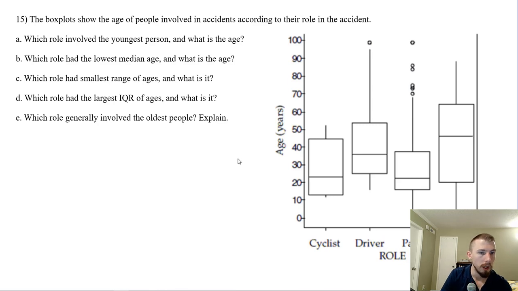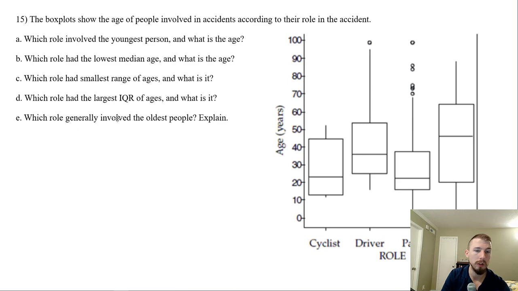All right, which role had the largest interquartile range? Looking at the box itself, the biggest box we see is going to be the pedestrians, and that's going from about 20 to 64, so 44 would be the interquartile range.